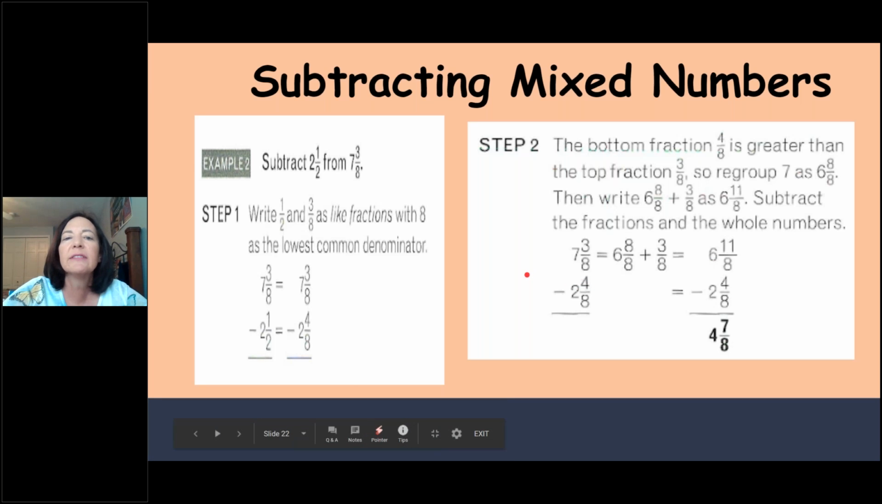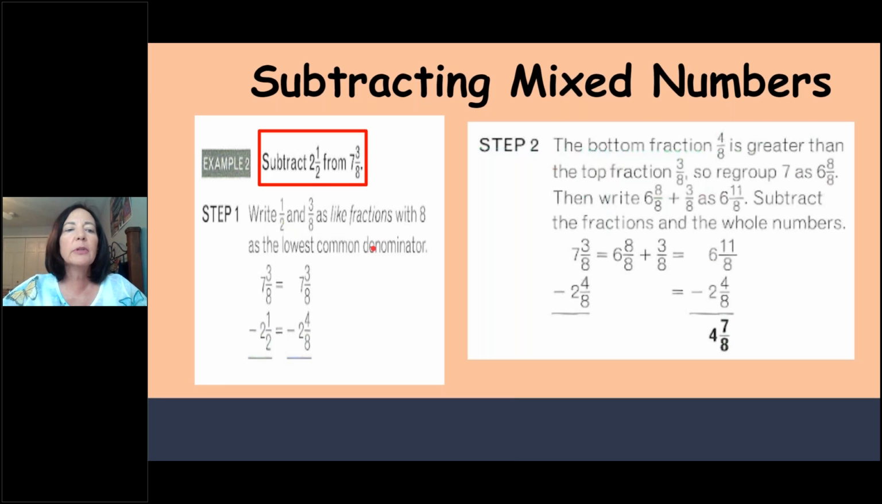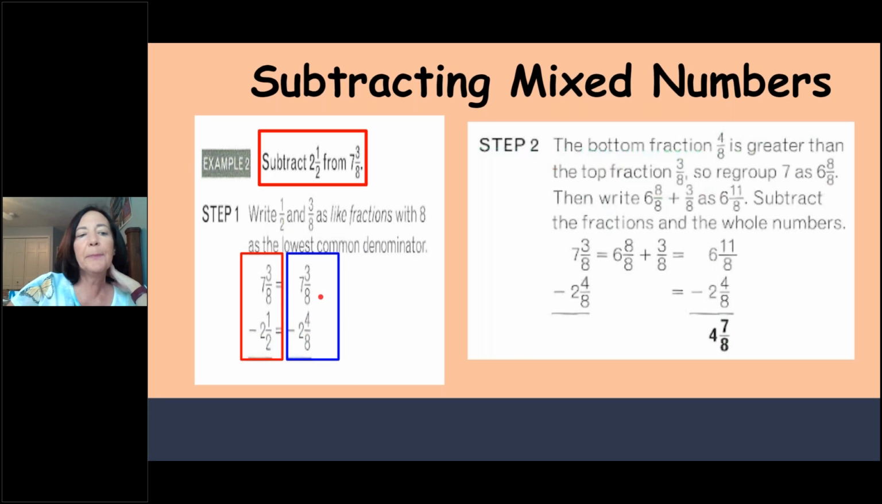Okay, so we're dealing with subtracting mixed numbers. They're showing us that our problem, they want us to subtract 2.5 from 7 3/8. And so we have to write the problem down first. So I've put a box here. So we would write that as 7 3/8 minus 2.5. We need the same denominator in our fractions, and we don't have that. So they rewrote for us. It becomes 7 3/8 minus 2 4/8. So they just rewrote the same problem over here.